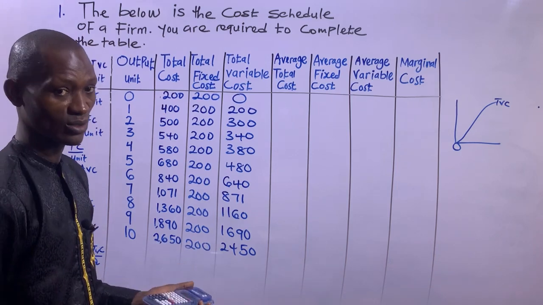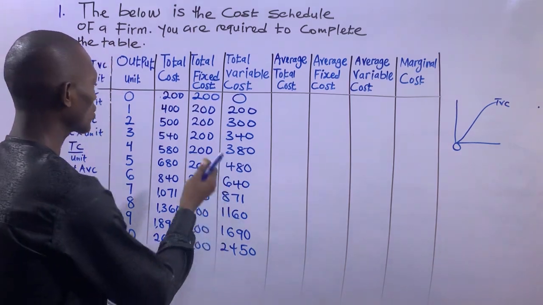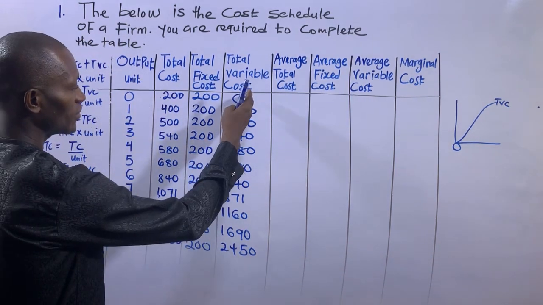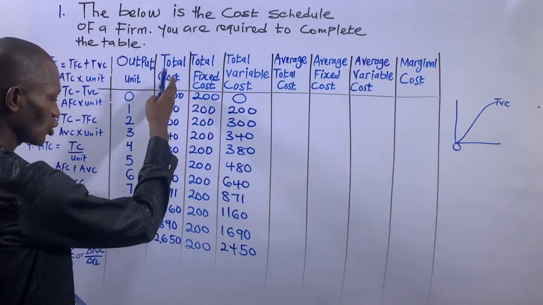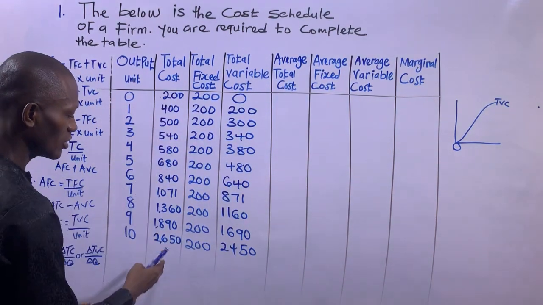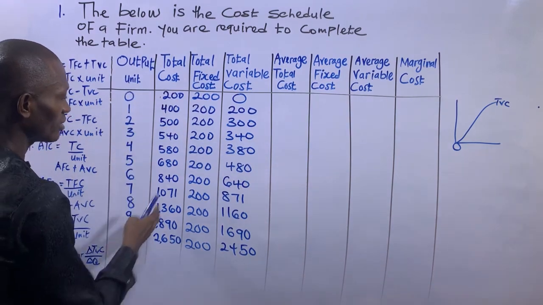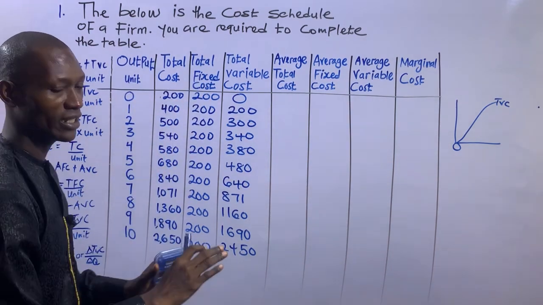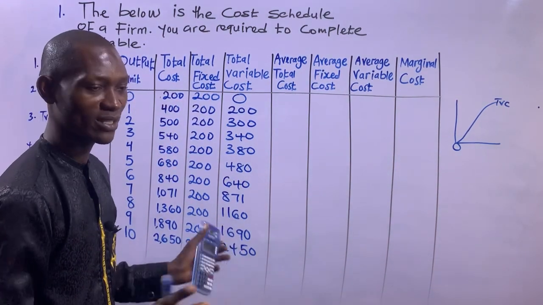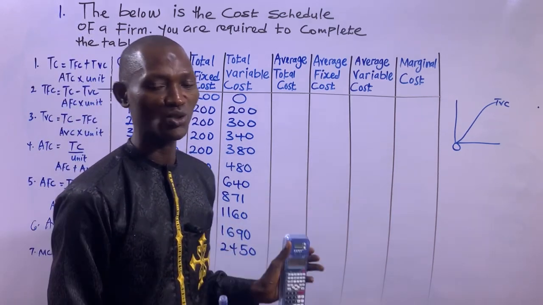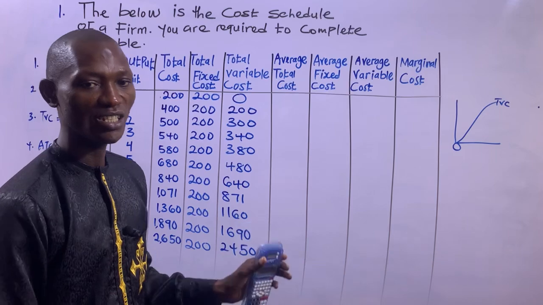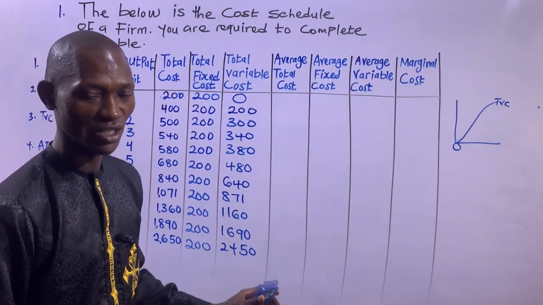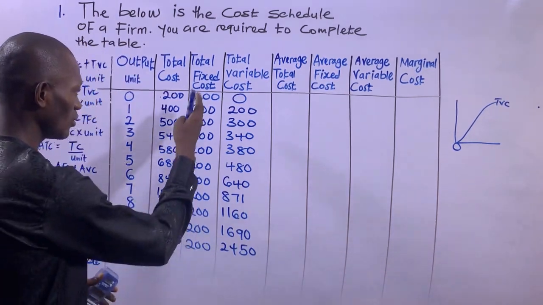I hope that is understood. Good. So as output increases, total variable cost increases. As output increases, total cost increases. As output is increasing, total fixed costs remain constant, irrespective of the change in the level of output or activity level. Total fixed costs remain equal, constant, unchanged, the same. That's basically with respect to that.